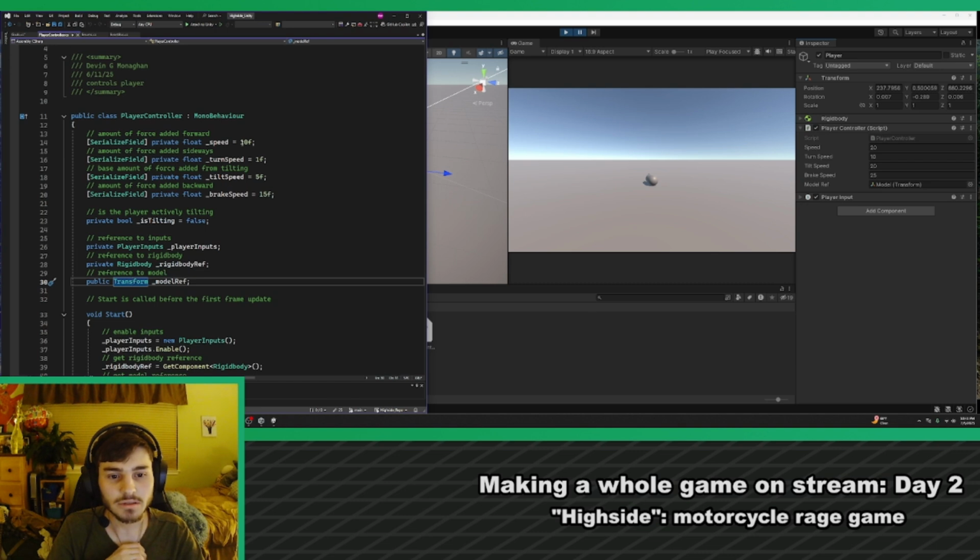Okay, so speed is the amount of force added forward. Then the amount of force added sideways. The amount of force added from tilting, added backwards. It's right speed.